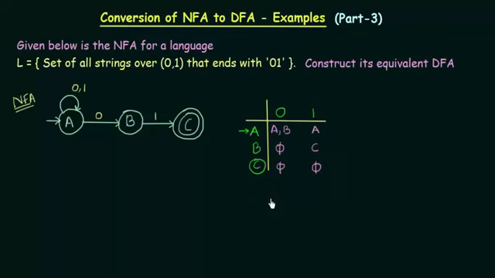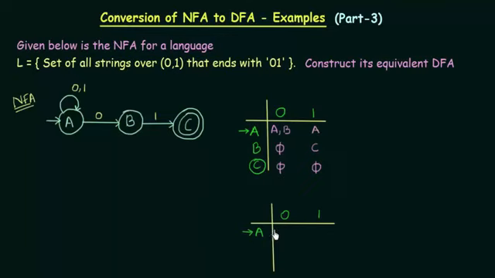Let's see how we can do this. First of all, we will be using the subset construction method, and for that we will be making the transition table for the DFA. Let me draw a table here. In this table we will be making the transitions for the DFA. I'll have 0 and 1 as my inputs. What is the starting state? A. I'll start with the starting state A, and give this arrow to indicate it is a starting state.